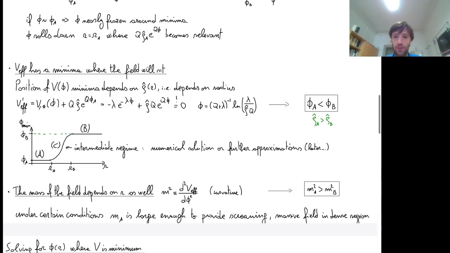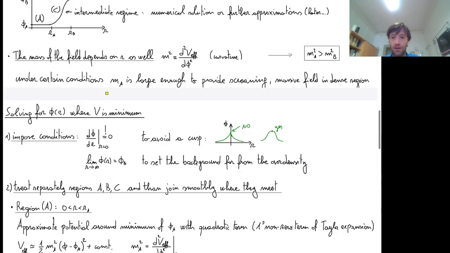Moving on, we learn what is the value of the field with respect to the position R. We know that the field has to be smaller within the body with respect to outside, and we know that the mass of our field is larger where there is a higher density with respect to a lower density.